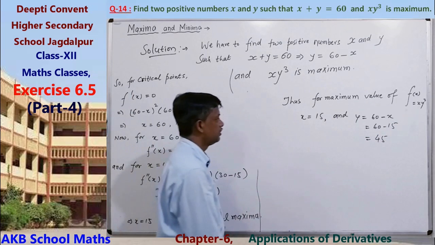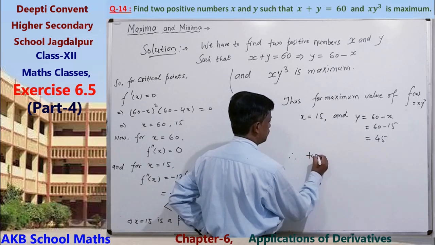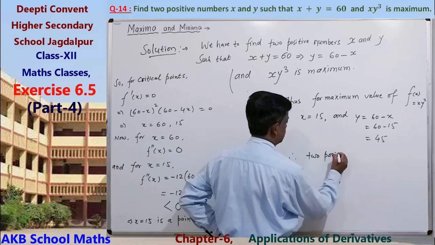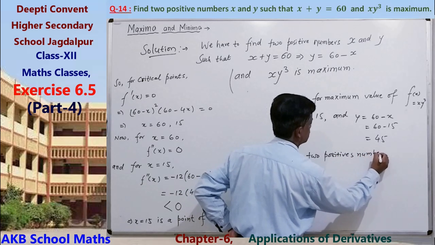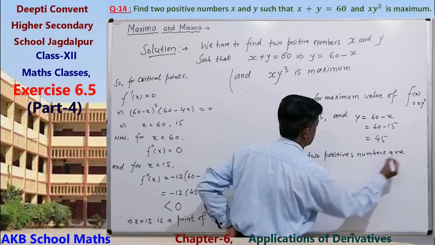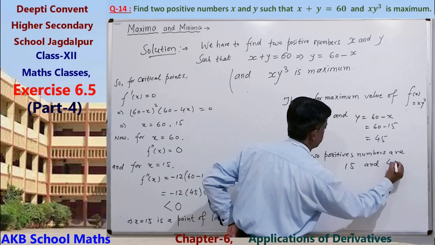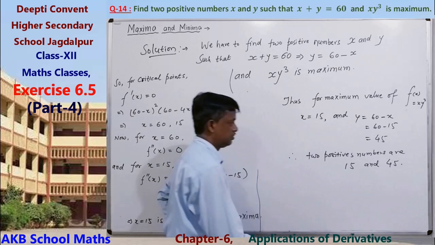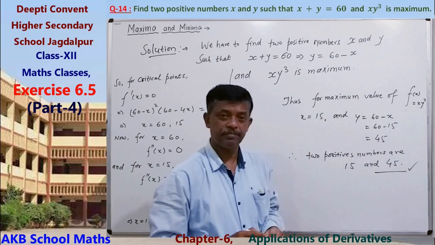Okay, therefore the two positive numbers are 15 and 45. This is our answer. Okay.